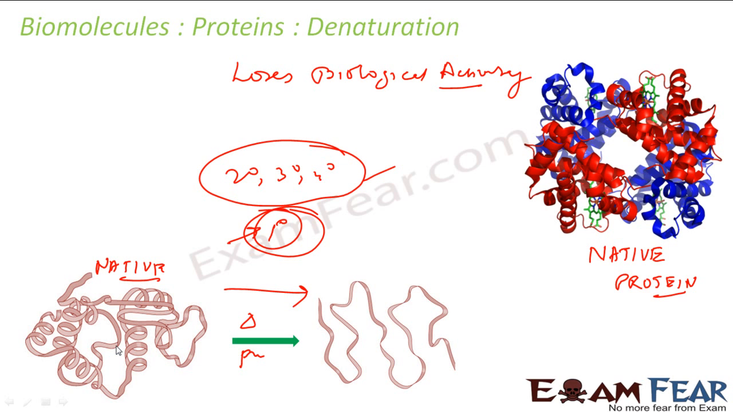Once again, when the native protein is under change in temperature, pH, or stuff like that, the hydrogen bond breaks, the globules unfold, the helix gets uncoiled, and the protein loses its biological activity. This is called denaturation of protein. In this case, the 2 degree, 3 degree, and 4 degree structures are lost, but the 1 degree structure, the sequence of amino acids, is intact.